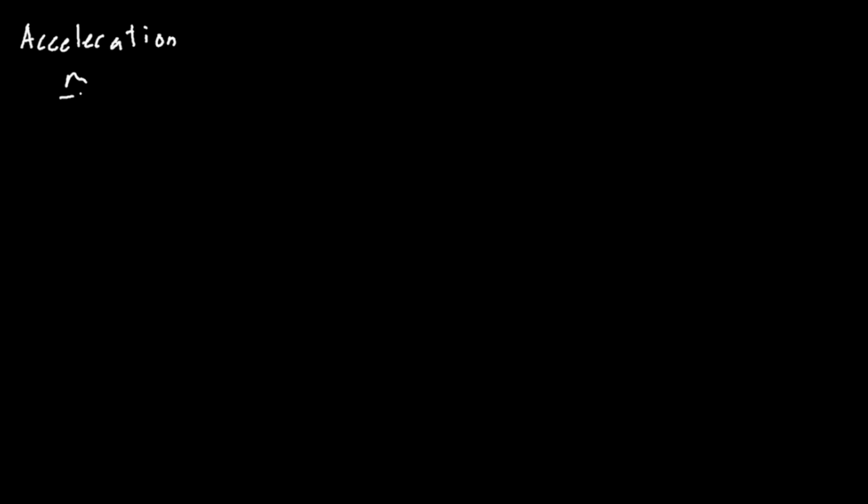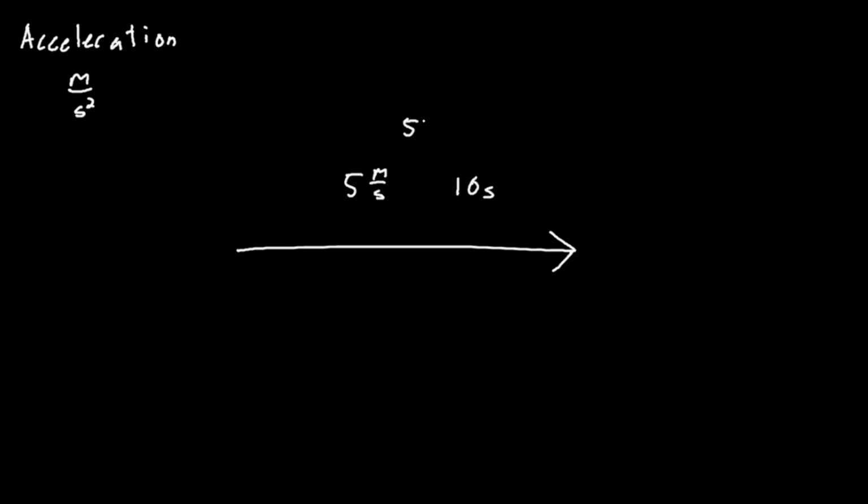But the unit for acceleration is meters per second squared. So what does that mean? Well, you maybe have heard of this before, but it means meters per second per second. So just like how velocity is 5 meters per second, after 10 seconds it goes 50 meters.